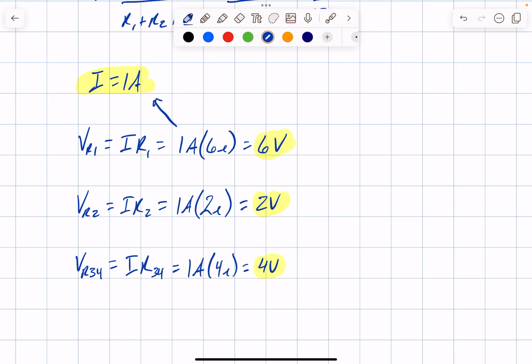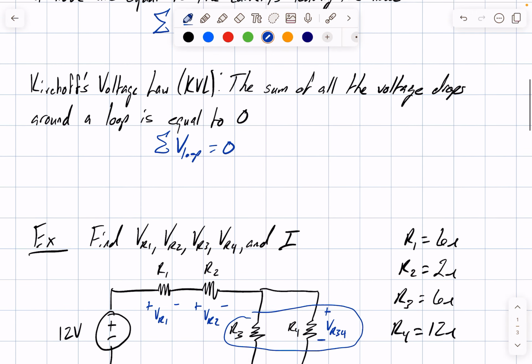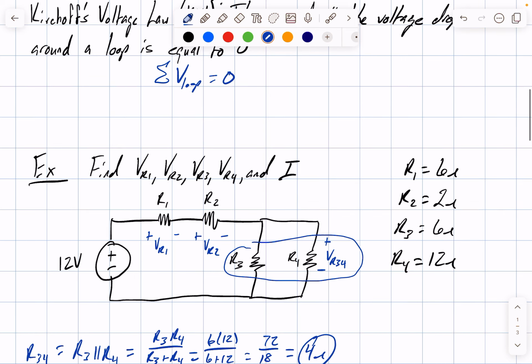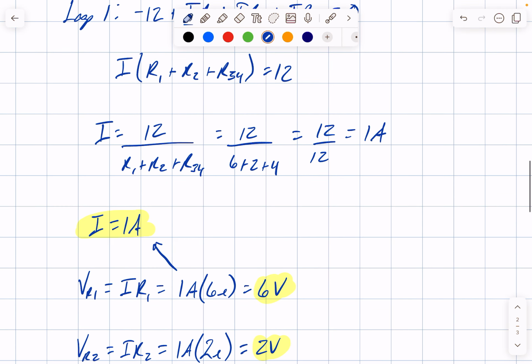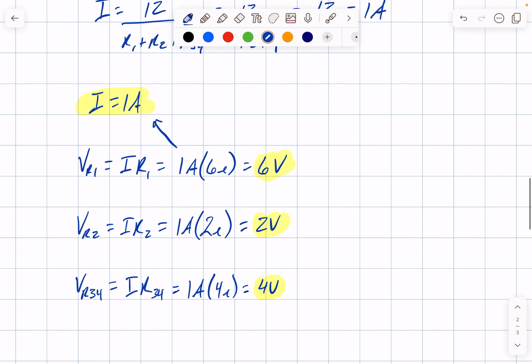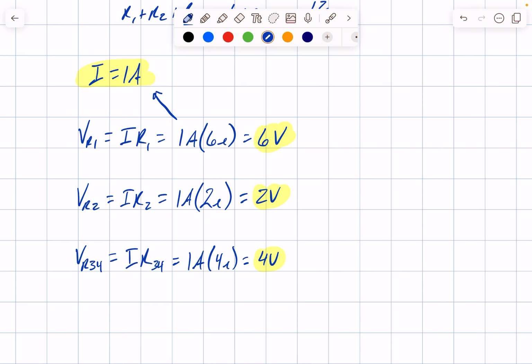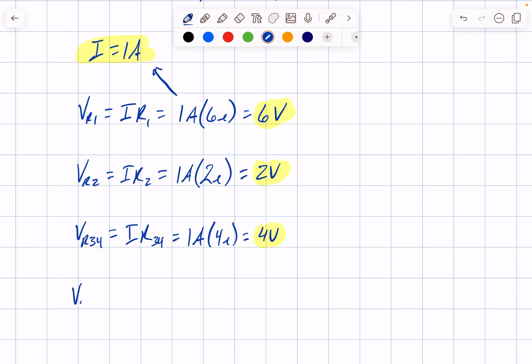Okay. And now, it says in the instructions up here that we want to find the voltage drop across VR3 and VR4. And as I stated before, and I will state again because this is very important to know, the voltage for resistors in parallel is the same. So we can easily say that VR3 is equal to VR4 is equal to VR34, which is all equal to 4 volts.